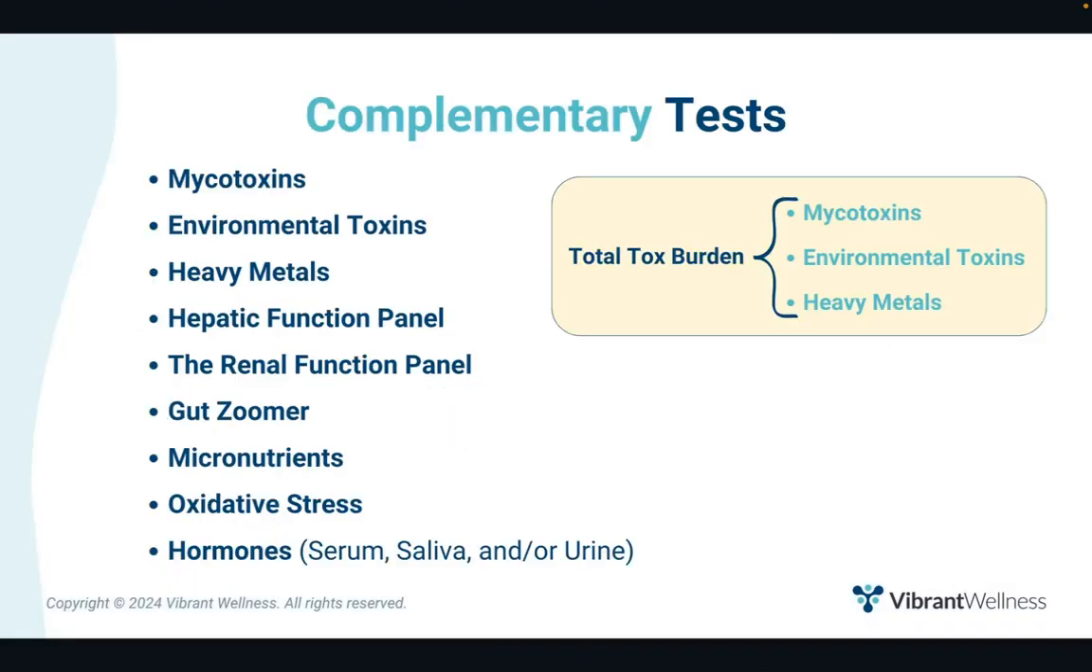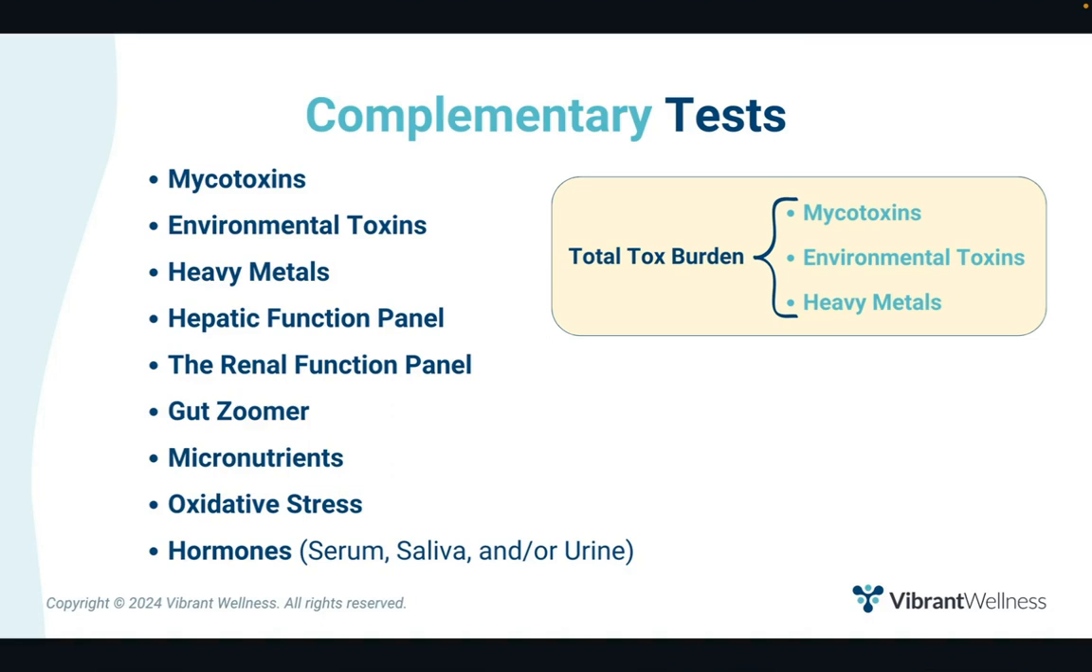Which is why, in addition to PFAS chemicals, also consider exploring exposure to mycotoxins, heavy metals, and environmental toxins to really investigate and reduce total toxic burden. Also consider the hepatic function and renal function panels to investigate liver and kidney function, which impact detoxification and elimination. The gut zoomer to investigate microbial overgrowth burden, intestinal hyperpermeability, and or elevated beta-glucuronidase impacting detoxification and elimination.